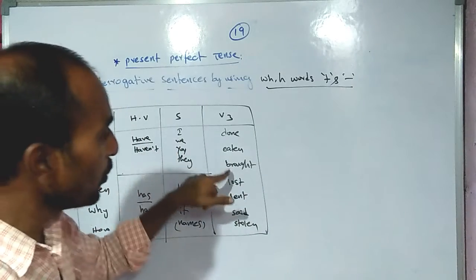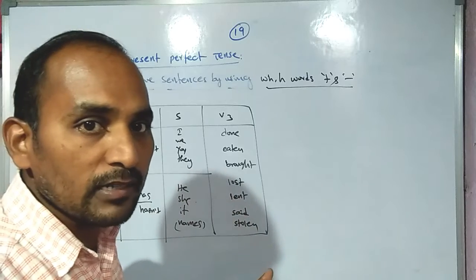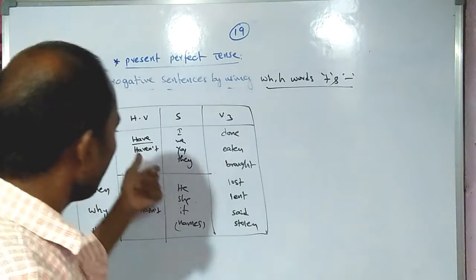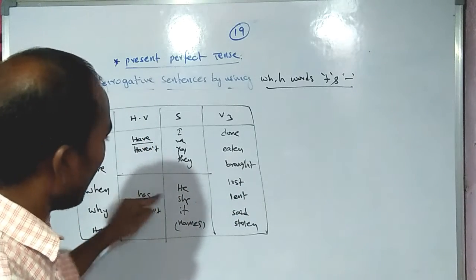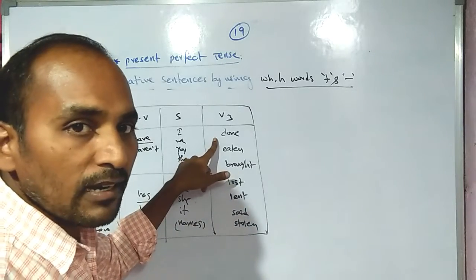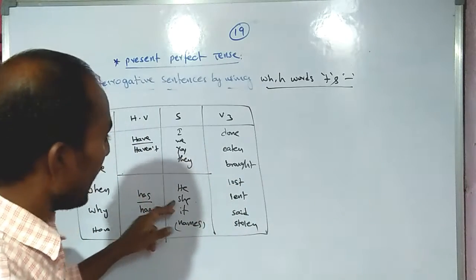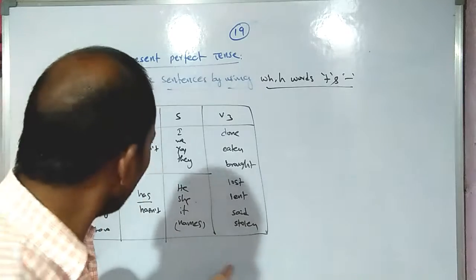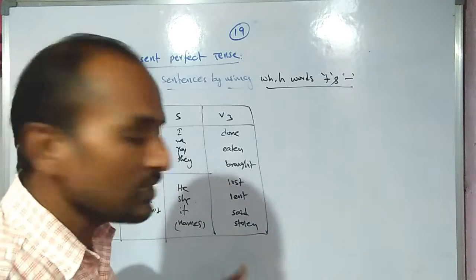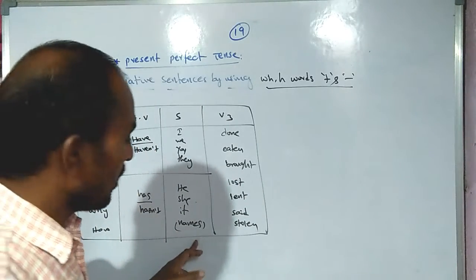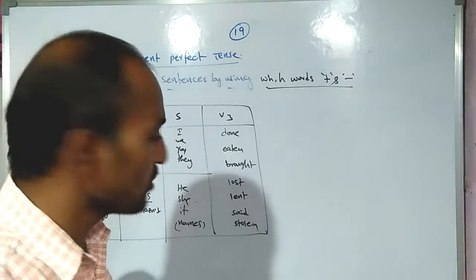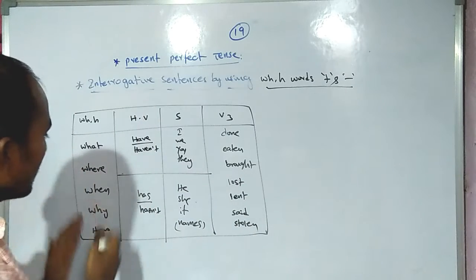Next, have you brought? What have you brought? Has he done? Hasn't he done? So has she learnt? Hasn't she learnt? Has it said? Hasn't it said? Has Rahul stolen? Hasn't Rahul stolen? So before that we take this one.